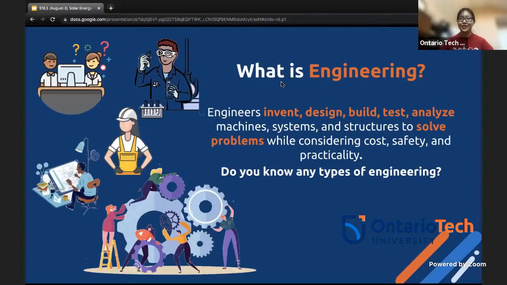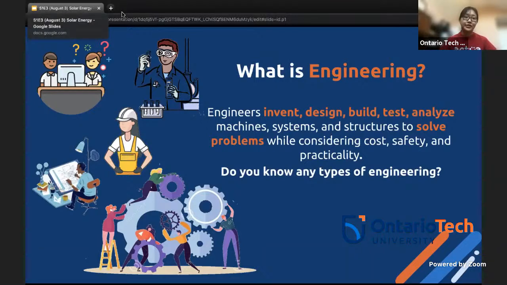So again, this is just a review, but what is engineering? Now, our definition here is engineers invent, design, build, test, and analyze machines, systems, and structures to solve problems while considering cost, safety, and practicality. Now, this sentence seems extremely huge, and the reason why it's so detailed is because engineering is such a broad field, and there are many different types of engineering that are required to cover it. So, do you guys know any types of engineering? If you do, you can type it in the chat.